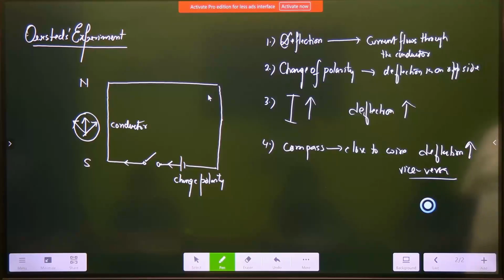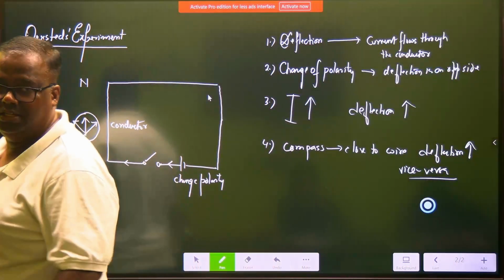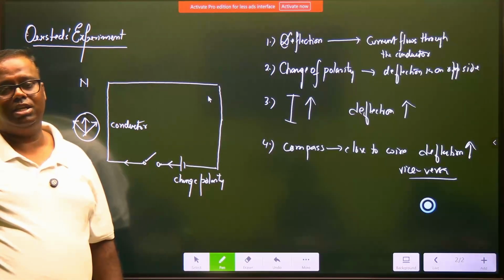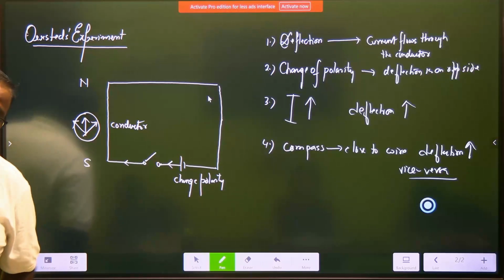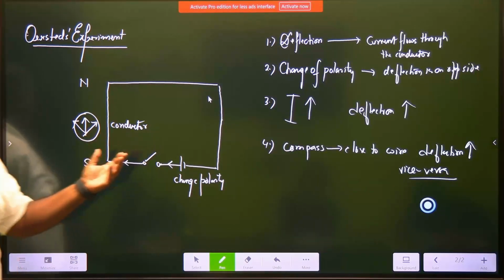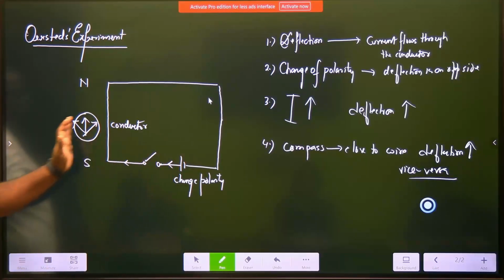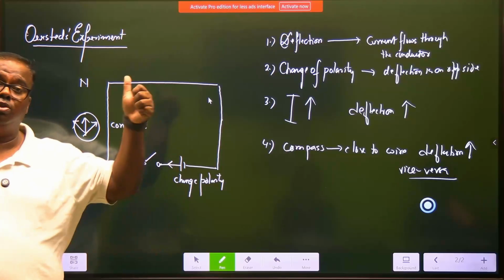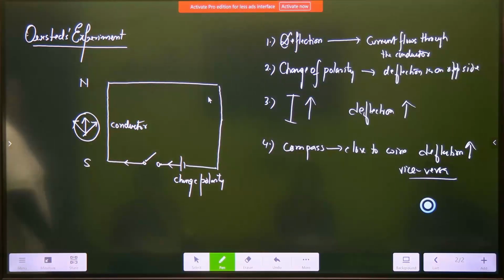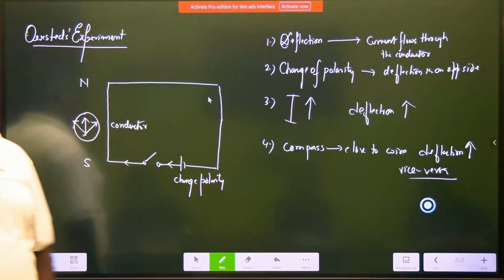If the polarity of the current is changed, then the deflection is also swapped to the other side, right? Then, if the strength of the current is increased, the deflection also increases. Fourth, the magnetic compass's vicinity is inversely proportional to the deflection. The closer it is to the wire, when the current is flowing through it, the deflection will be more. This is directly proportional. The closer you are, the more the deflection.